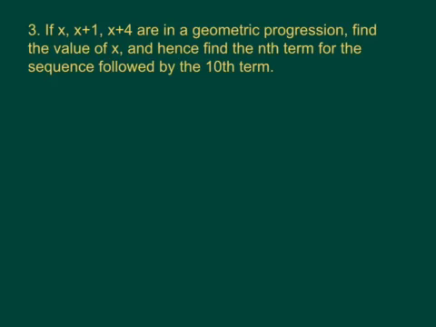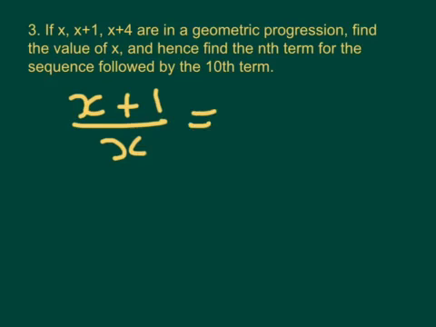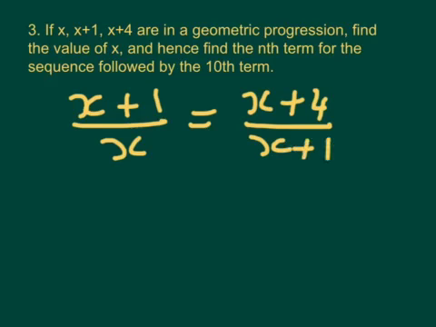What we know is that (x plus 1) divided by x must equal (x plus 4) over (x plus 1). That must be true because if it's a geometric sequence, a term divided by its previous term will equal any other term divided by its previous term. So that's how we come about this relationship here.